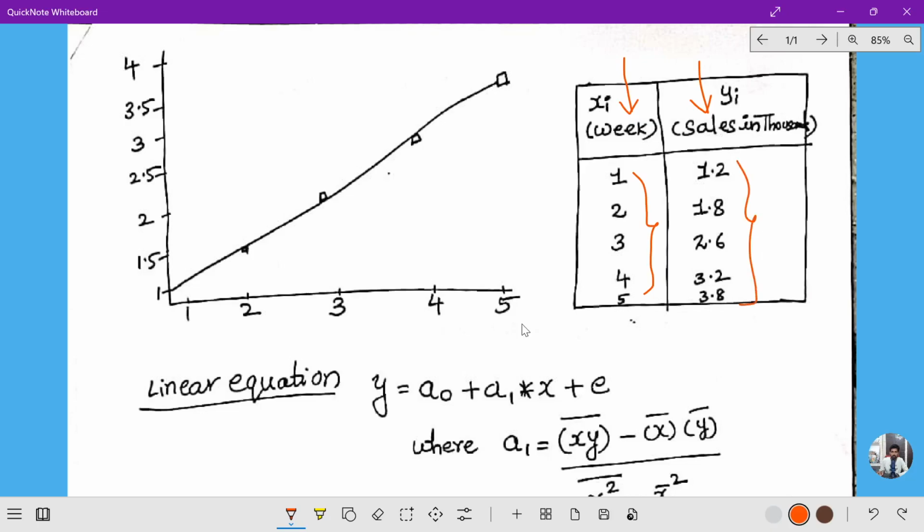What is the meaning of this table? You can observe on the screen. In the first week the sales are 1.2, in the second week the sales are 1.8, in the third week the sales are 2.6, and then the fourth week and fifth week.